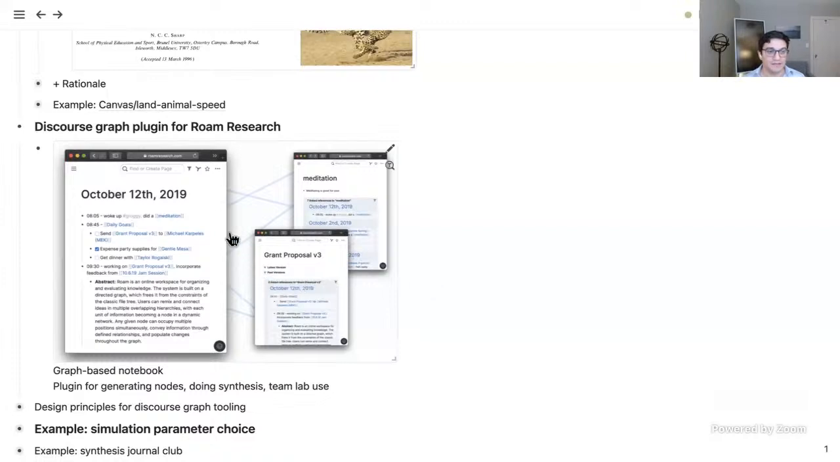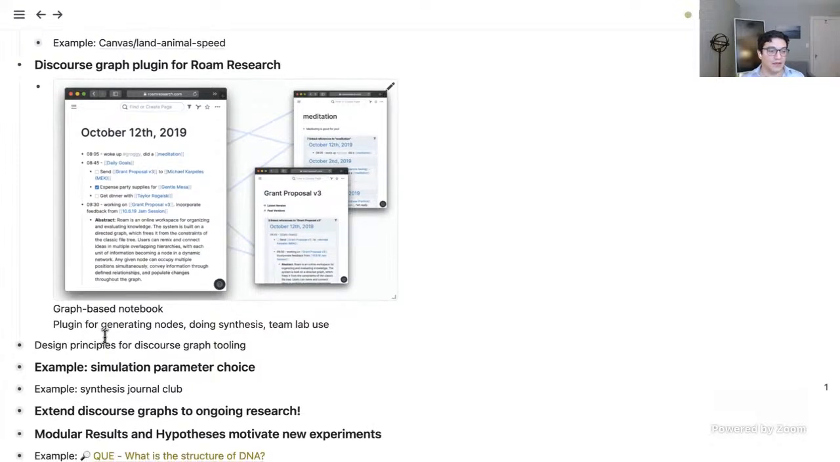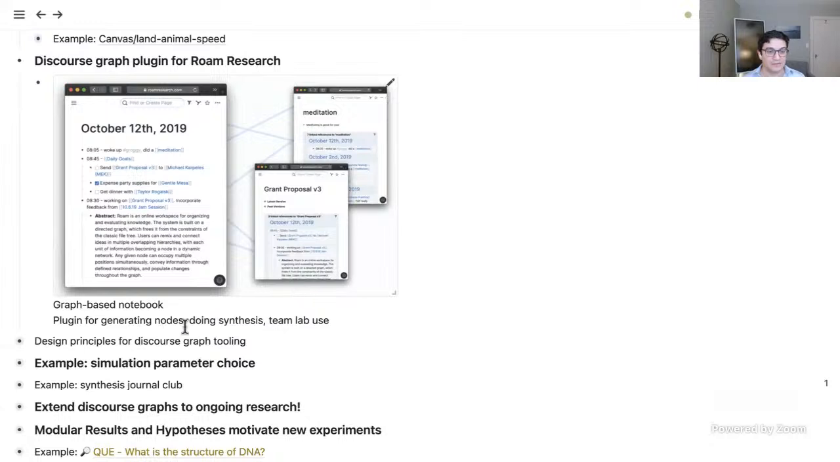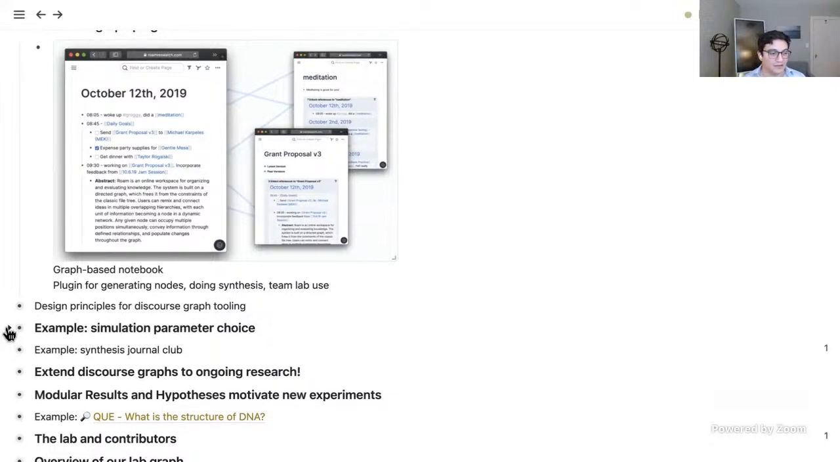Roam Research is a graph-based note-taking app, meaning that the pages, rather than being organized in folders and subfolders and files, are instead connected non-hierarchically in a graph format. So there are bidirectional links between pages, for example, that let you navigate freely between pages. And so we introduced the schema to this graph notebook in order to allow researchers to generate nodes of those three types, to do synthesis, which I'll describe, and for a team to share a single notebook and collaborate on sense making. So I'll show an example for how we're synthesizing existing literature using discourse graphs in order to inform the choice of parameters in our computational and agent-based models.